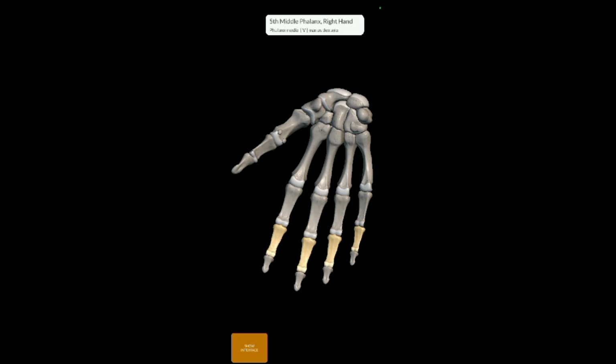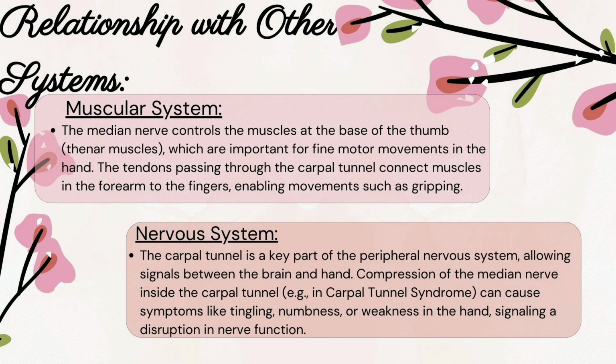The intermediate phalanges are found between the proximal and distal phalanges. They are present in all the fingers except the thumb, which does not have an intermediate phalanx. They consist of the second, third, fourth, and fifth intermediate phalanges. The distal phalanges are located at the tips of the fingers. They consist of the first, second, third, fourth, and fifth distal phalanges.